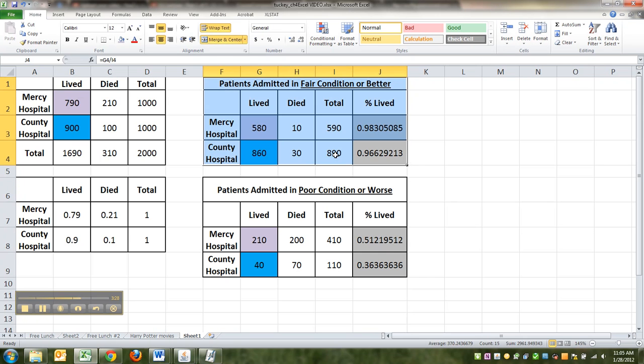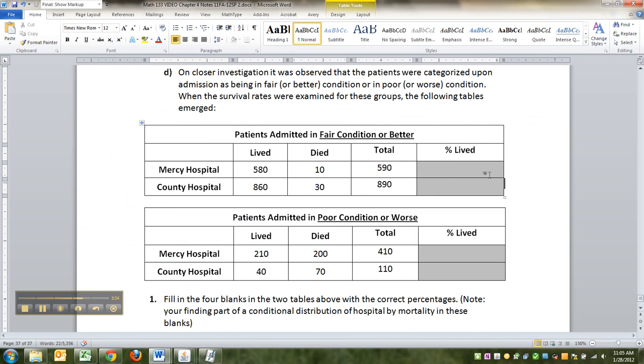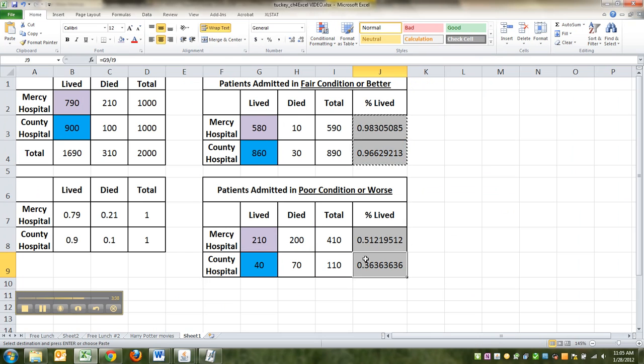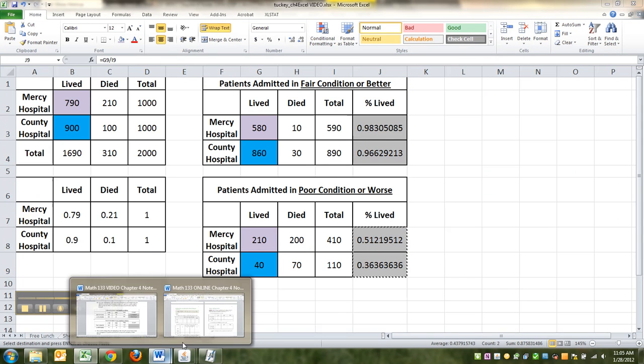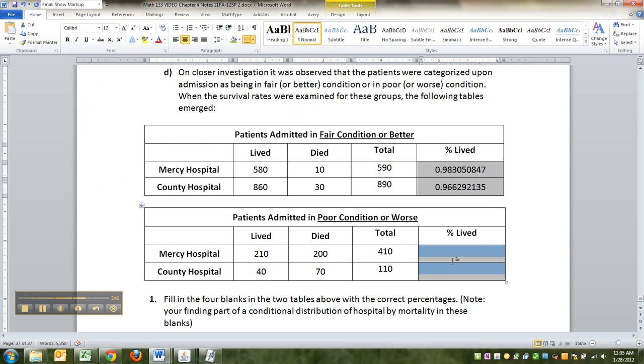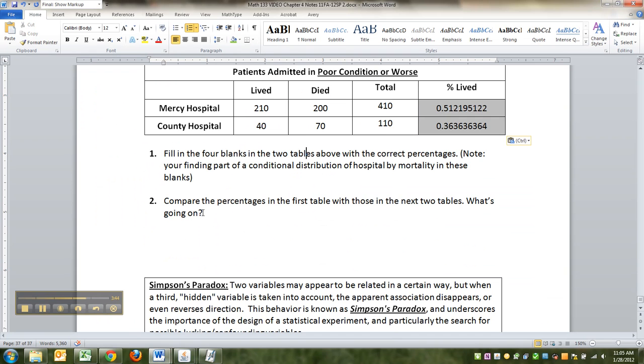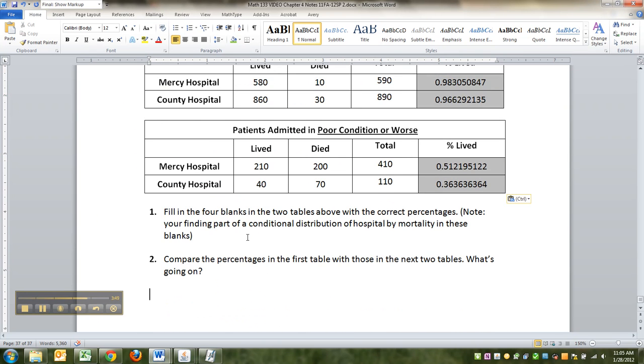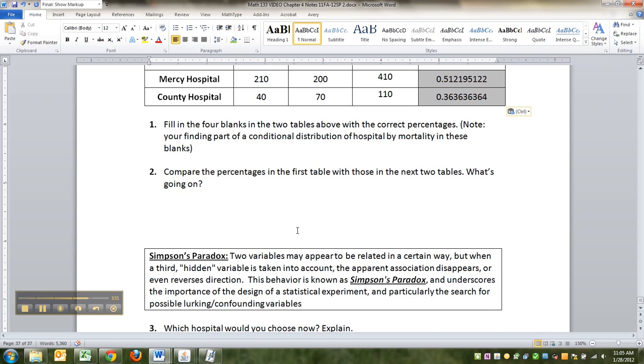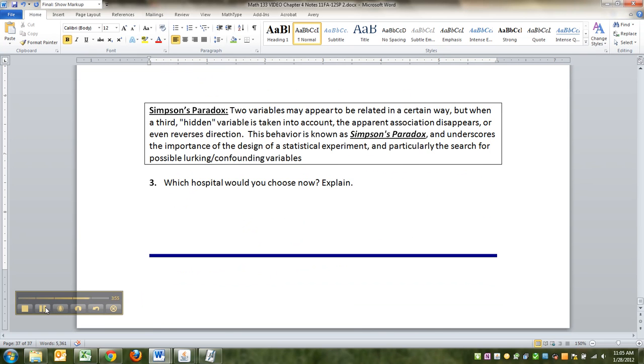All right, I'm going to copy and paste these numbers into YouTube where I'm posting these over here. All right. And then let me do it again. All right. So we filled in the four blanks. Compare the percentages in the first table with those in the next two tables. What's going on? I'm going to type this up. I'll be right back.